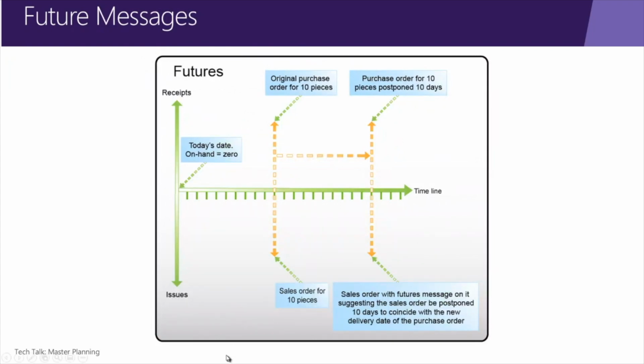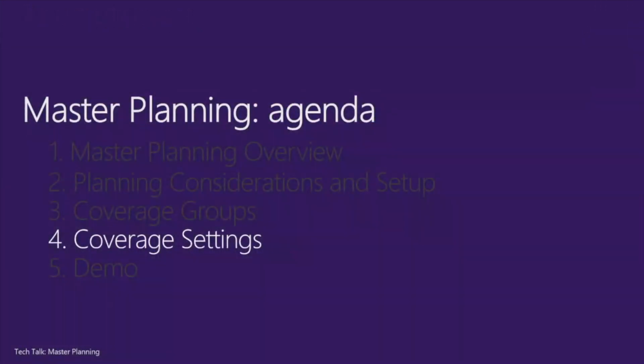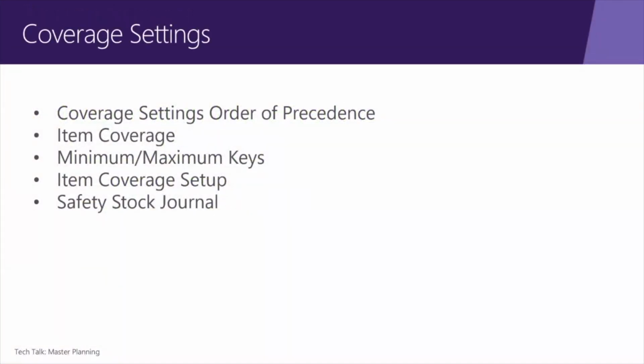This diagram is saying the same thing. Let's say a sale was planned at this point, so the supply was also planned at this time. But if the supply is getting delayed, then master planning will tell you that your sales order is also going to get delayed, and the sales order will have a future message on it. Okay, so let me quickly cover coverage settings, and then we'll go into the demo.